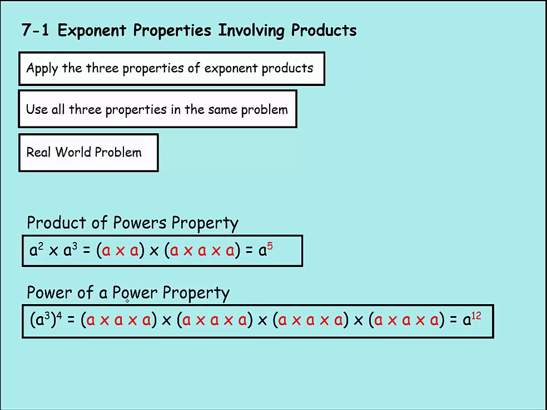When you do a power of a power property, on the other hand, let's say we have a to the third, so a times a times a, to the fourth power, so a times itself 4 times. If you lay that all out, you can count all the a's up. That would give you 12 a's, so a to the 12th. What you'll notice here is when you raise a power to a power, you multiply the powers together. 3 times 4 equals 12. So let's put this to use.